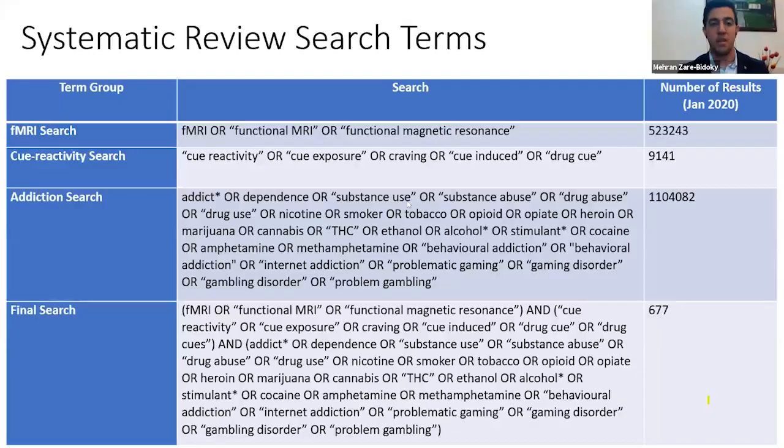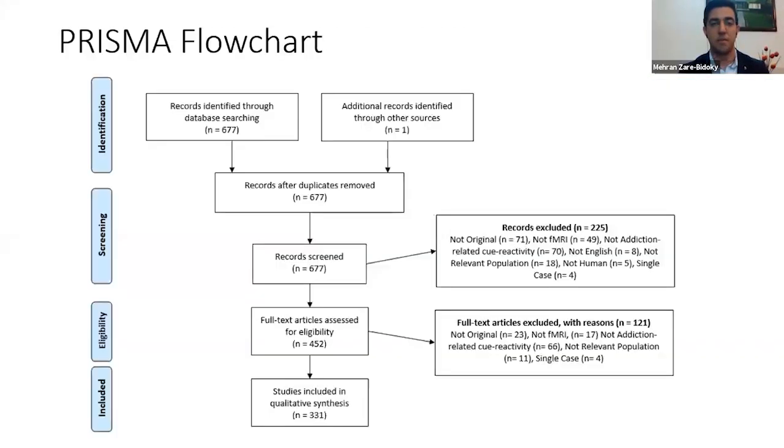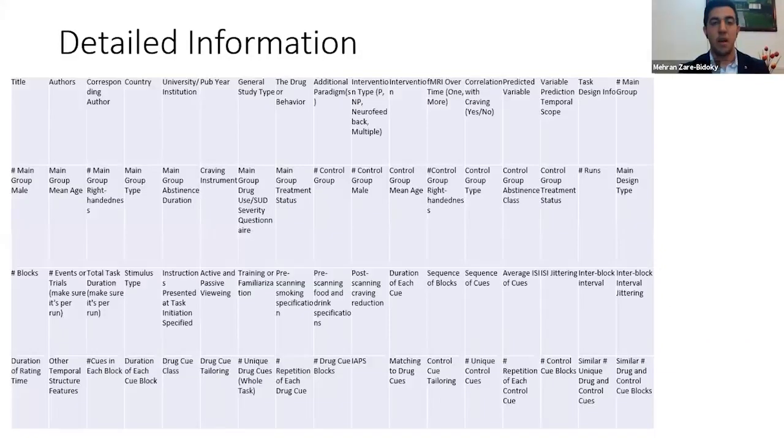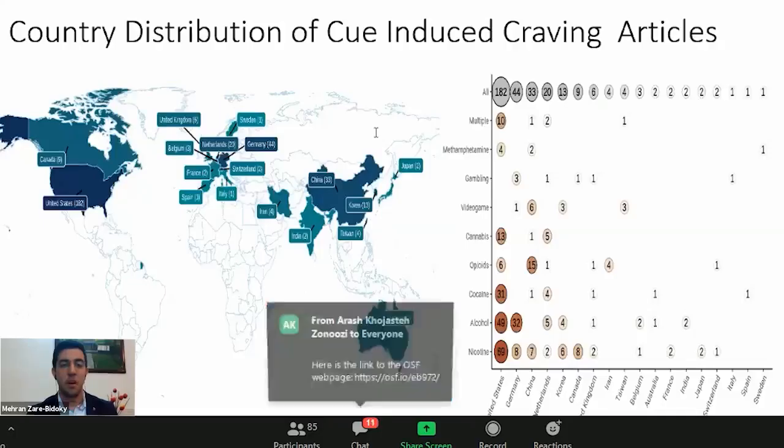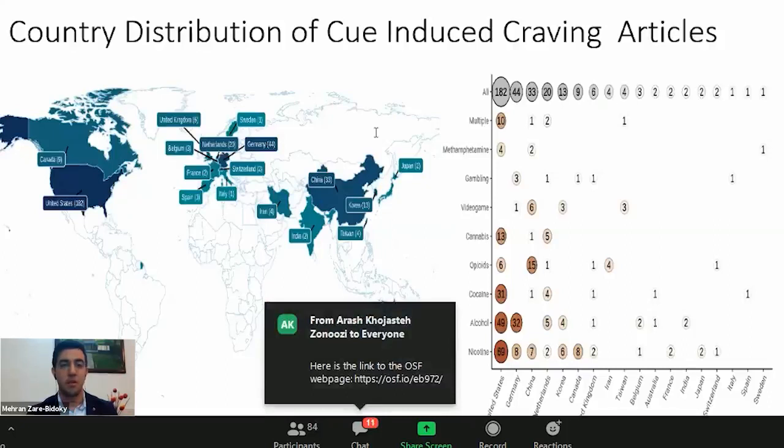Here you can see the key terms, and here you can see the PRISMA flowchart of our study. These are all the items that some were extracted and some are being extracted. As you can see, there are around 70 items, and in this presentation, the main extracted items are going to be presented. There were 331 articles in total.